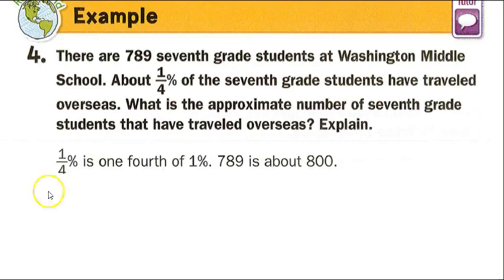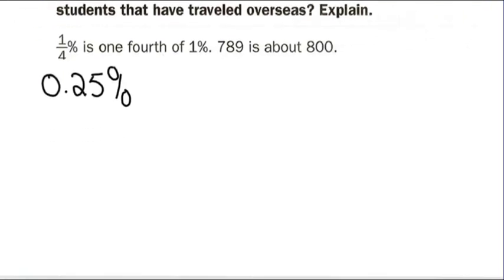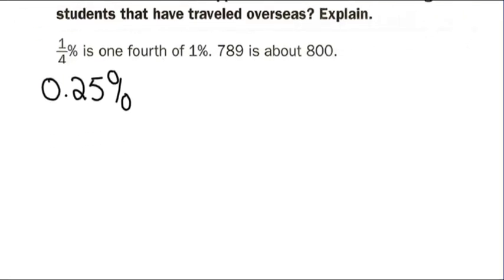So you could also think about it as 0.25%. That's another way to think about it. All right, so it's a really, really small amount. So let's make things easy for ourselves before we overthink them. All right, so first of all, if we've got a quarter of a percent, that's pretty close to 1%. So let's start with 1%. And then 789 is about 800 students. So let's start with 1% of 800.